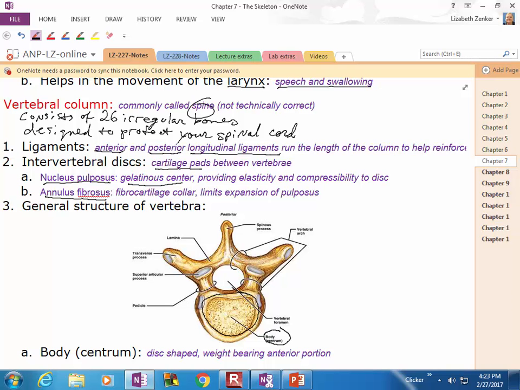So that would restrict the herniations. They tend to be posterior lateral, which is where the nerve roots come out. And that's why you get compression in those areas.